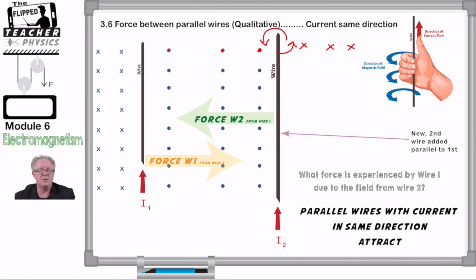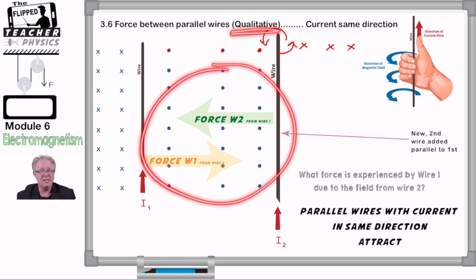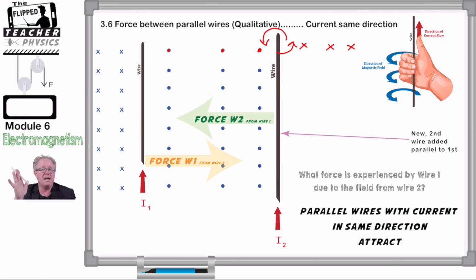We can prove this in the lab with some experiments, and make sure you watch those videos on those lab experiments, which I'll put below this one. But the overall concept you have to remember is that parallel wires with current in the same direction cause an attraction of those wires. And we can explain it qualitatively in terms of our right hand palm rule and our right hand grip rule when it comes to fields.